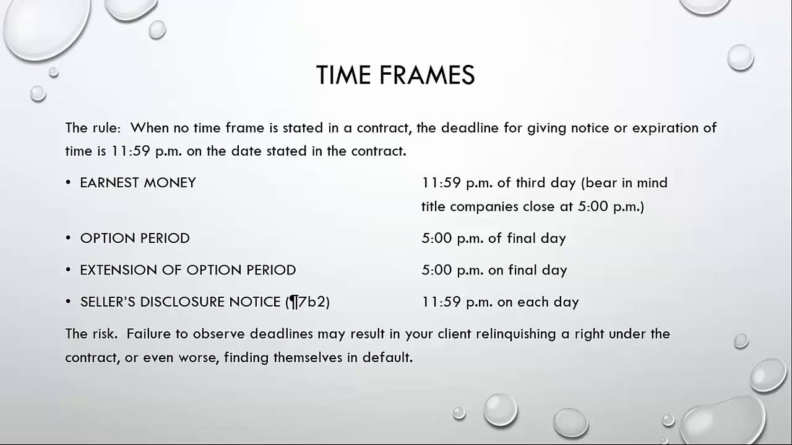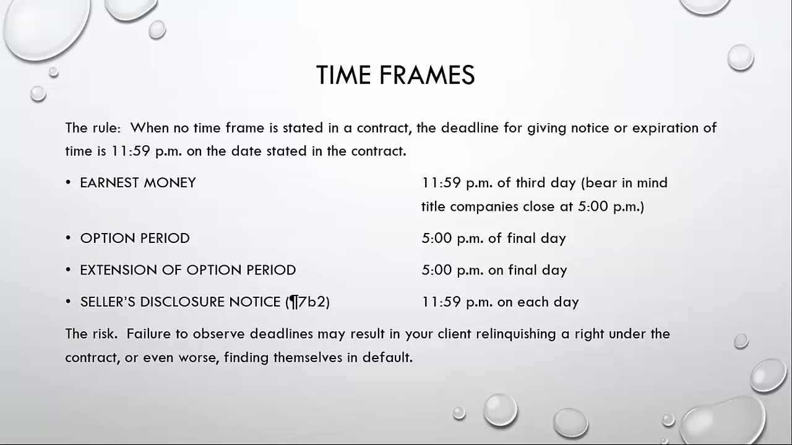Earnest money deposit, according to the contract, is 11:59 of the 3rd day. But bearing in mind that title companies close at 5 p.m., you may not be able to make that unless you can email and have it date stamped, and the title company will say that it was received on the right day. Option period in the contract ends at 5 o'clock on the final day. The extension of any option period in the amendment form ends at 5 p.m. of the final day.